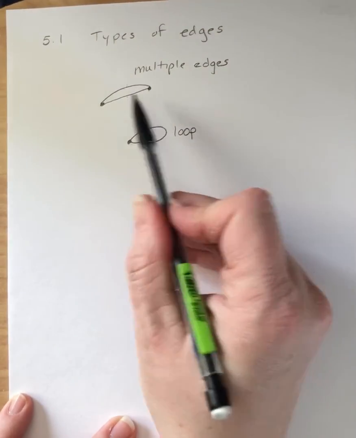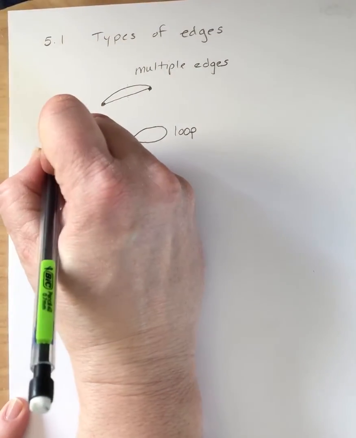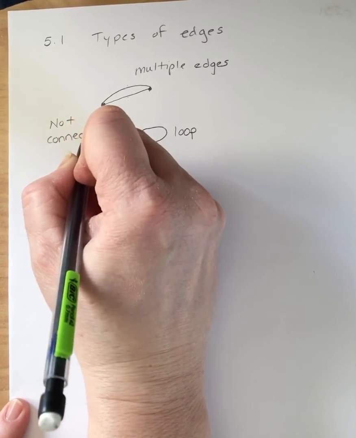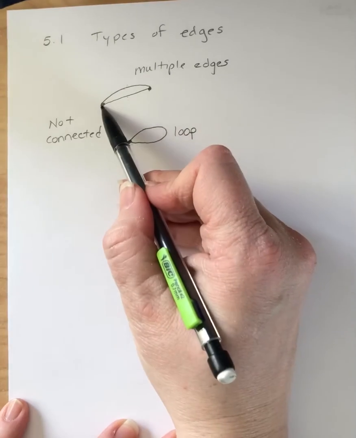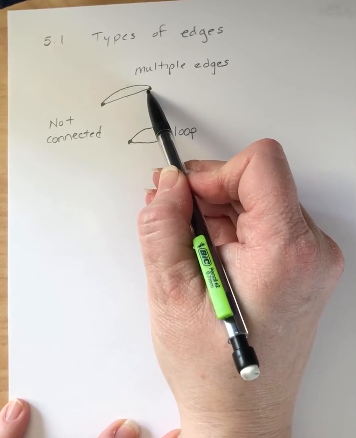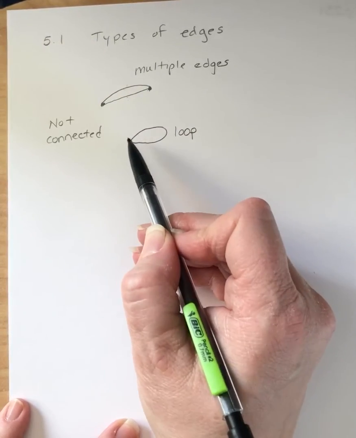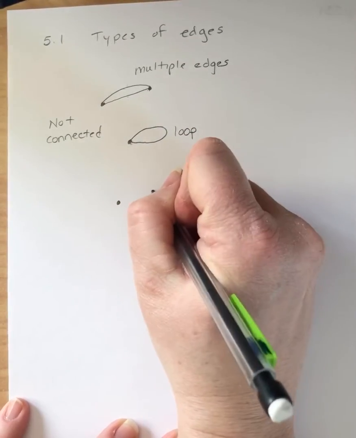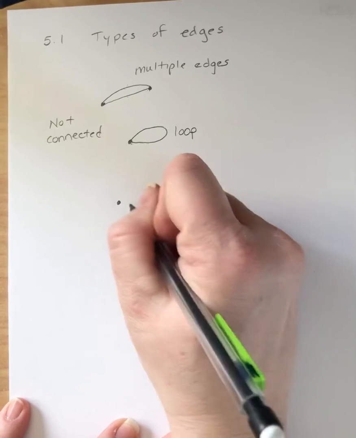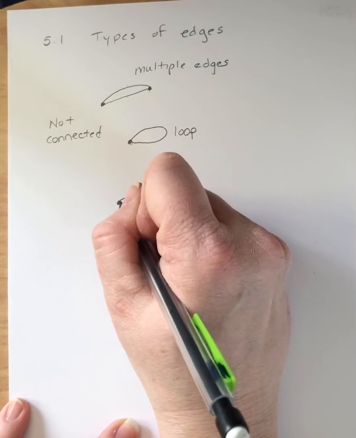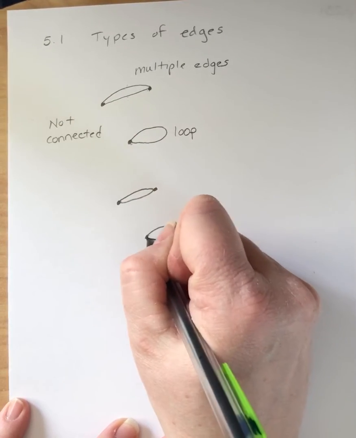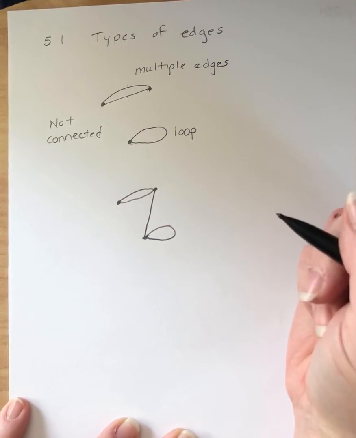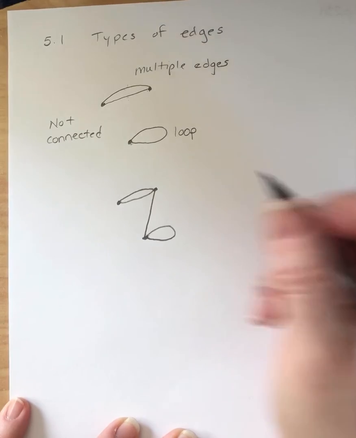This would be an example of a graph that is not connected, because I can't get from each vertex to every other vertex. I can't get from here to here, and I can't get from here to either of those, okay? So if I had a similar graph, so I'll draw my multiple edges here, and I'll draw my loop here, and if I had one more edge, now this is a connected graph.